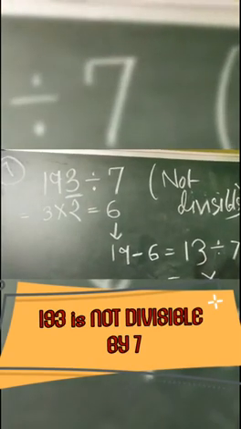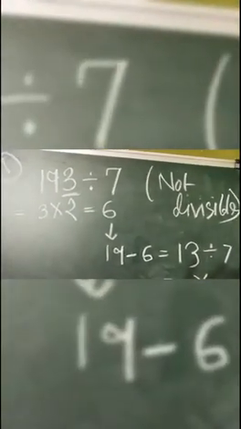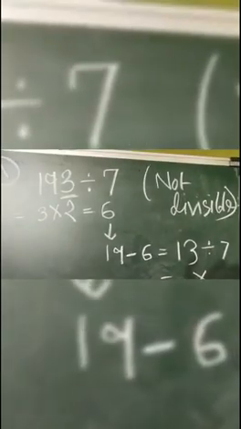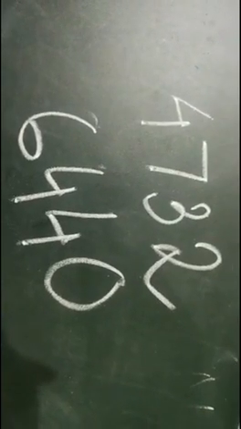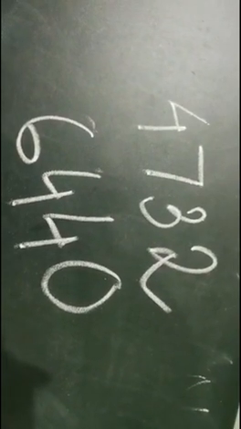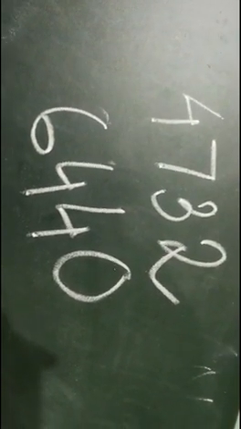So children, these are the divisibility rules, divisibility tricks of number 7. Can you tell me that 4732 and 6440 are divisible by 8 or not? I am repeating my question again. So here are my two numbers, 4732 and 6440. Can you solve it?